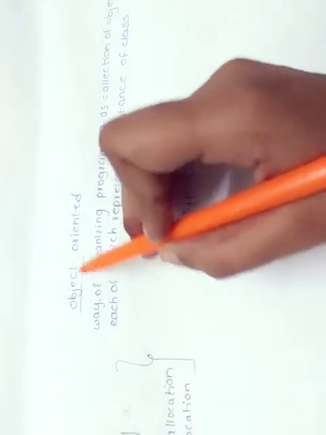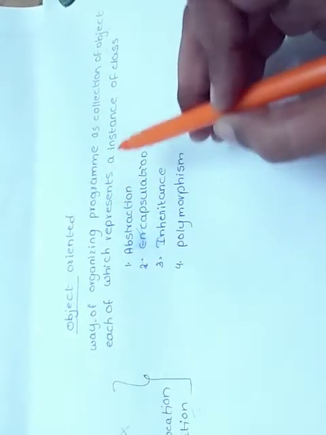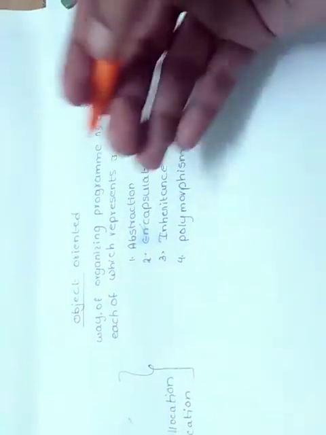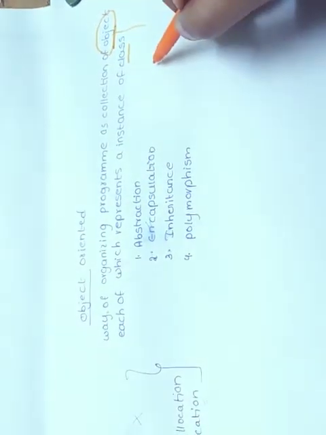Object-oriented means it is the way of organizing a program as a collection of objects, each of which represents an instance of a class. That means we are developing a website or software with the help of objects and classes. I have already discussed in the previous tutorial what an object is. An object consists of some properties and actions.